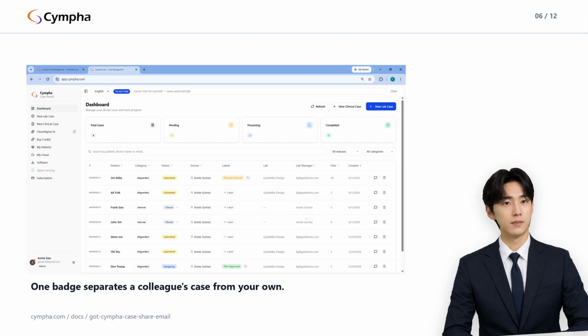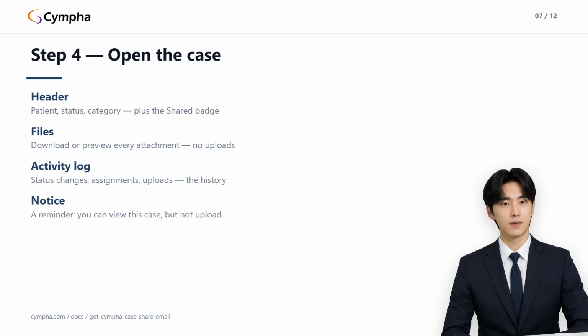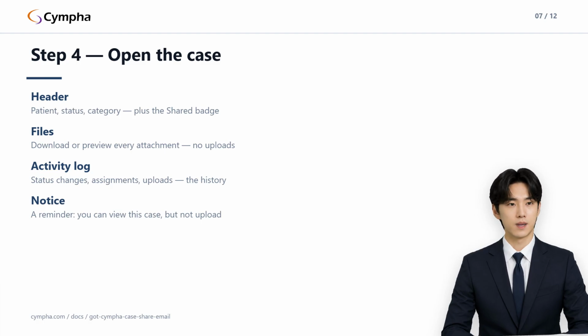Step 4. Click the row, and the case detail page loads with these panels. The header shows the patient name, the status badge, the category, that's orthodontics, implant, AlignerBot, or lab service, and, again, the shared badge. The Files panel lists every file attached to the case, each with download and preview actions. As a shared, read-only recipient you can view and download files, but you cannot upload.